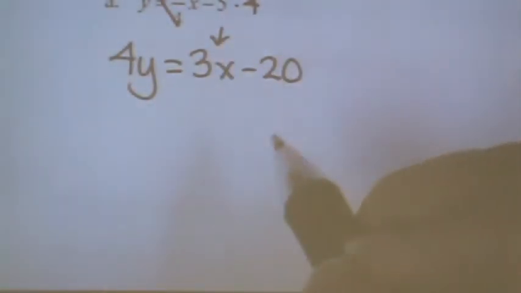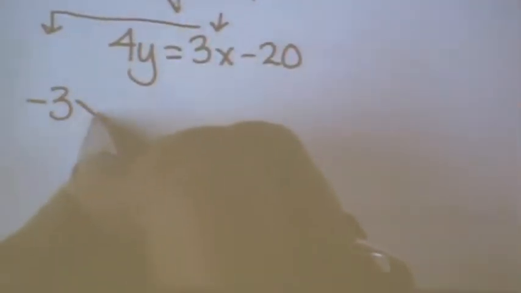Now, in standard form, location matters. What's in the wrong spot? This. This has got to be moved over, move it all the way over in front. How do we take 3x and bring it in front? Negative 3x plus 4.